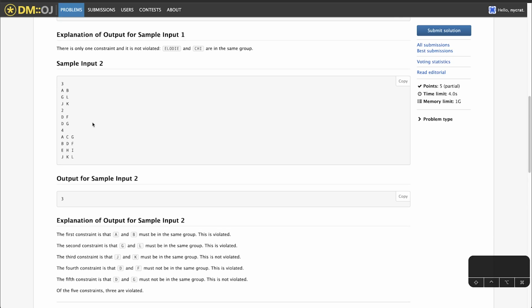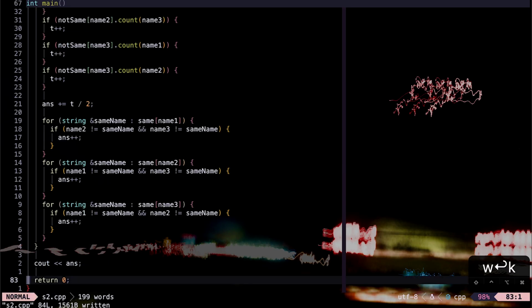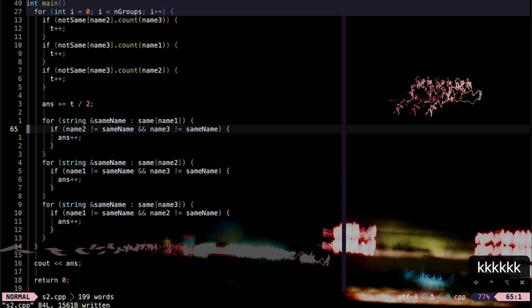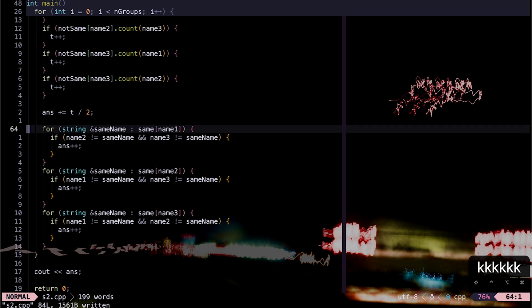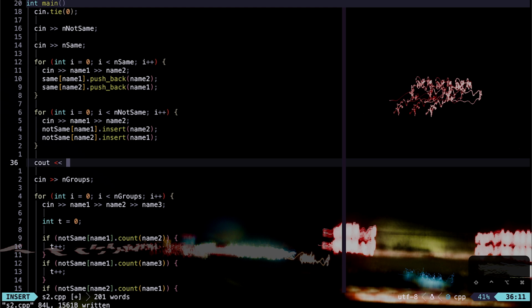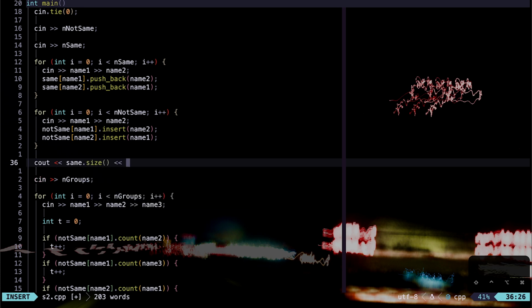So let's see the rules of this. So the first constraint is A and B must be in the same group, and this is violated. So let's see what is done here. So the same name, same one. Let me just make sure that the same and not same are actually what they should be. Let me just print out the size.